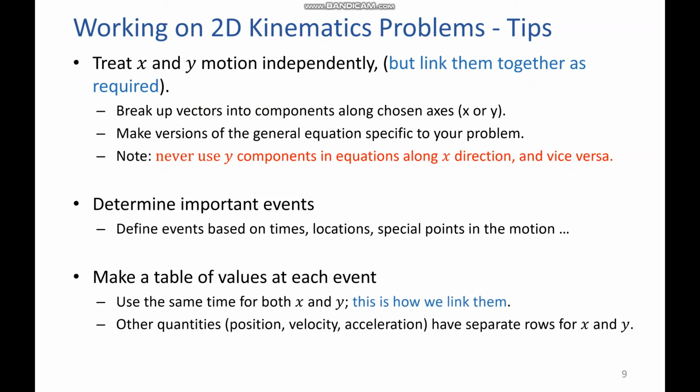So just an overview, some tips. You're going to treat your x and y motion independently. You're going to determine those important events, and then you're going to make a table of values for each event.